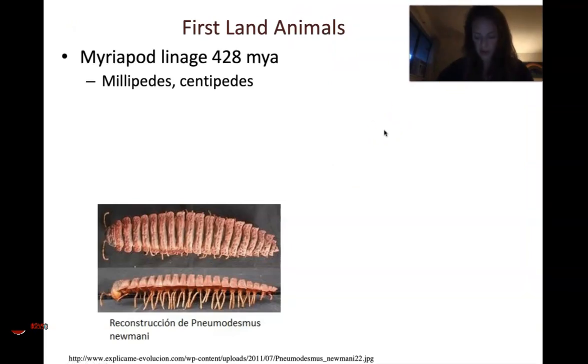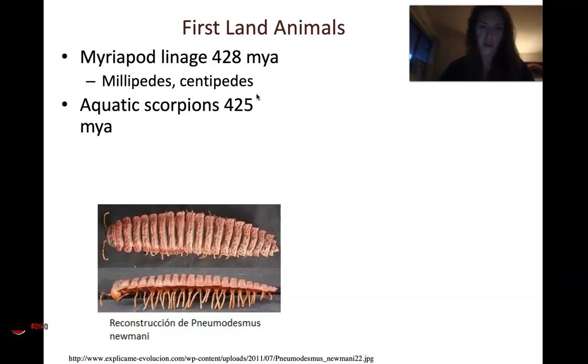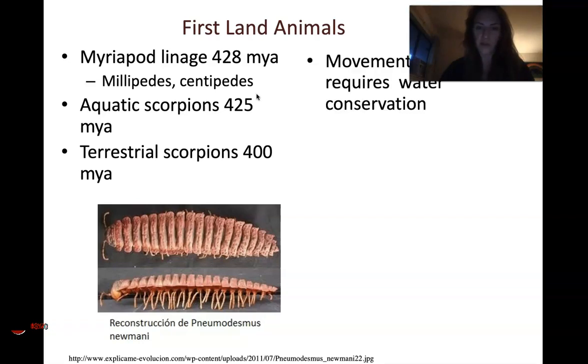Okay. So it's thought that the very first land animals were your second subphylum, Myriapoda, and these lineages are thought to be around 428 million years old. So millipedes and centipedes are really old animals and very successful because they're still in a similar body shape we see in fossils. Okay. Aquatic scorpions are up to 425 million years old. So scorpions are going to be in that Chelicerata group, whereas terrestrial ones are going to be more along the lines of 400 million years old.